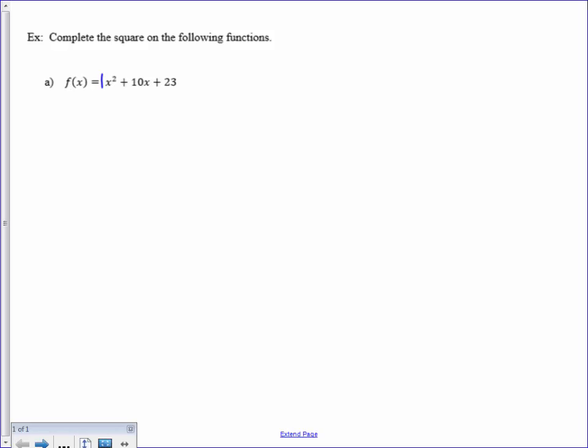As our first step, we will separate the squared term and the x term from the constant. What I usually do is I'll just move my constant over so it's separated from the x squared and the x term. Now I'm going to do some work on the side. So I'm going to call this my scratch work.